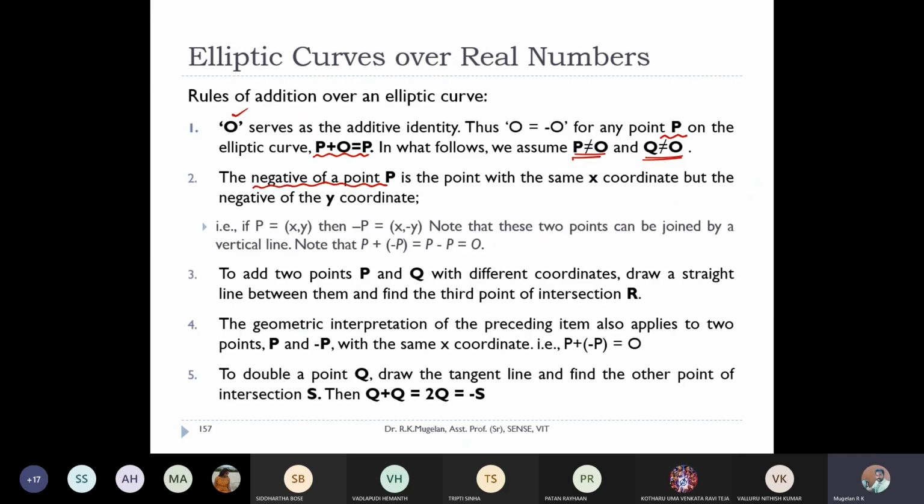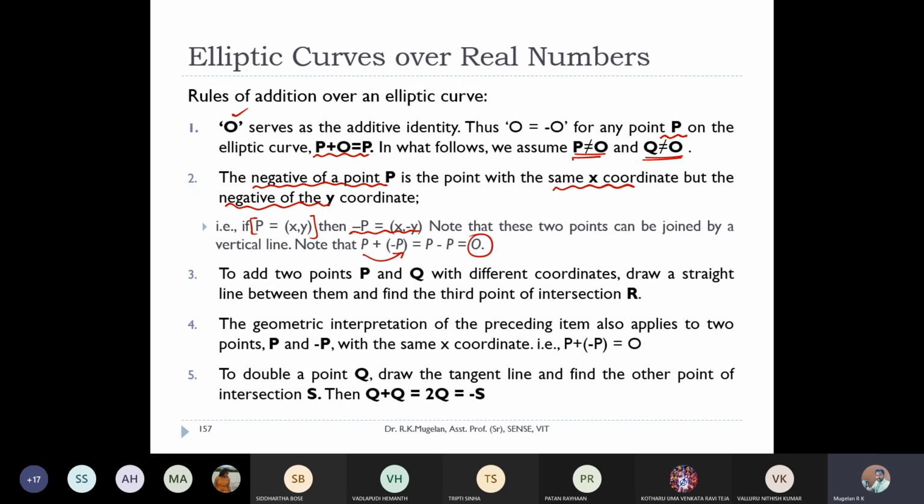There is a negative point of P. To get that point, keep the x coordinate the same but change the sign of the y coordinate. That is, if you have point P as (x, y), you write minus P as (x, minus y). Why? If you add those 2 points, P plus minus P, you end up with the identity element O. We'll see how this occurs.